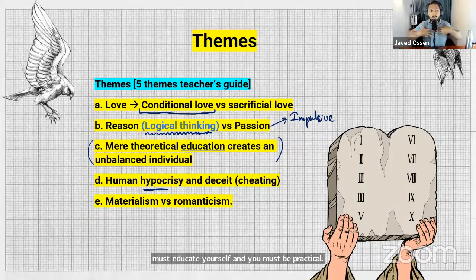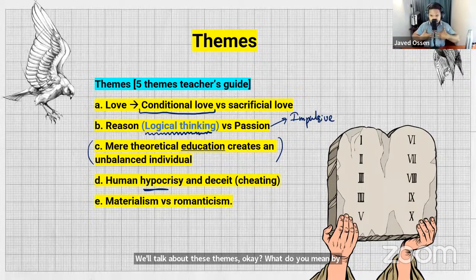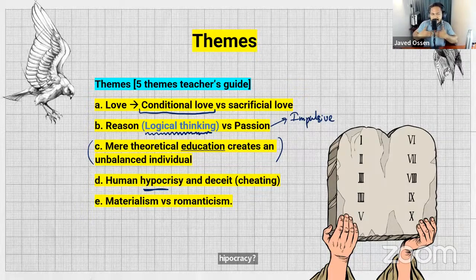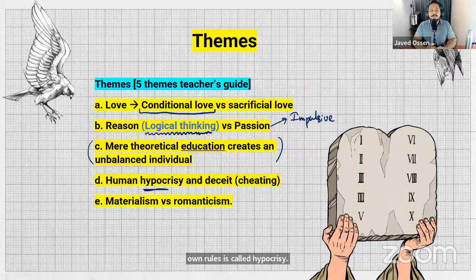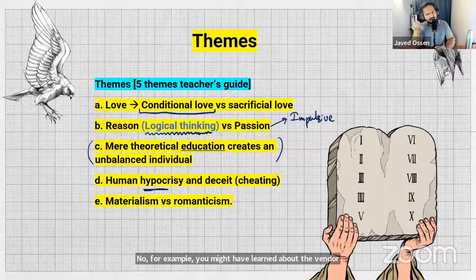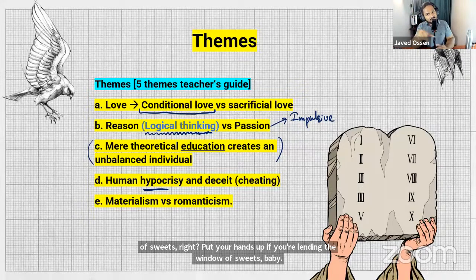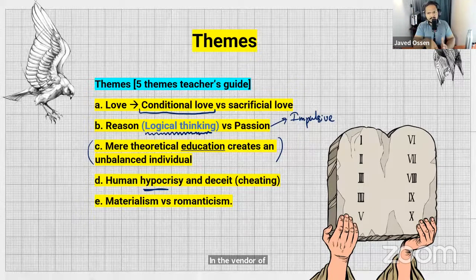What do you mean by hypocrisy? Hypocrisy means a person going against their own philosophies. A person going against their own rules is called hypocrisy. Now, for example, you might have learned about The Vendor of Sweets, right? Put your hands up if you're learning The Vendor of Sweets. In The Vendor of Sweets, there is a character called Jagan, and Jagan doesn't eat sugar, okay?